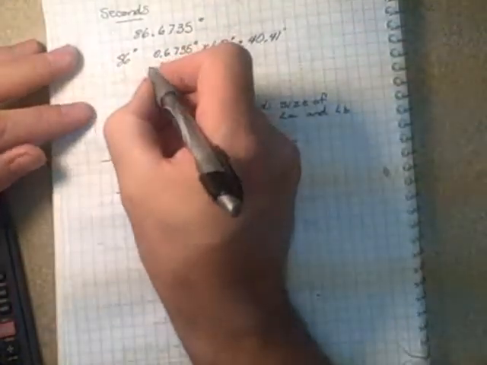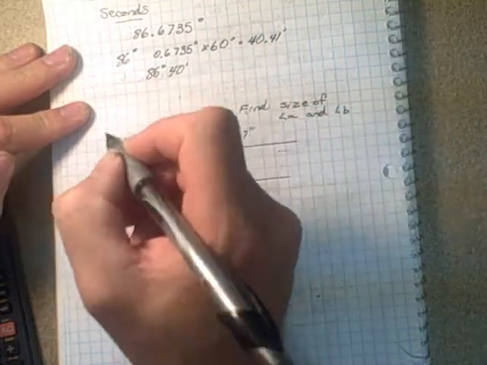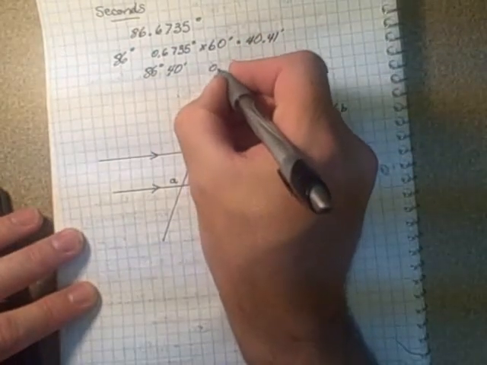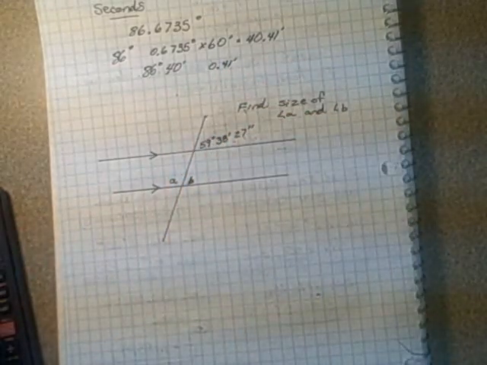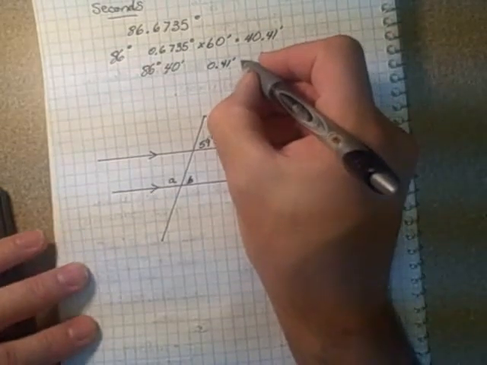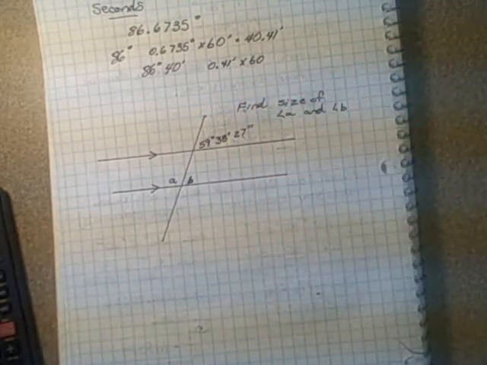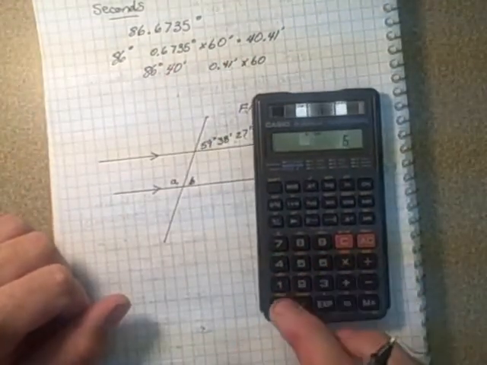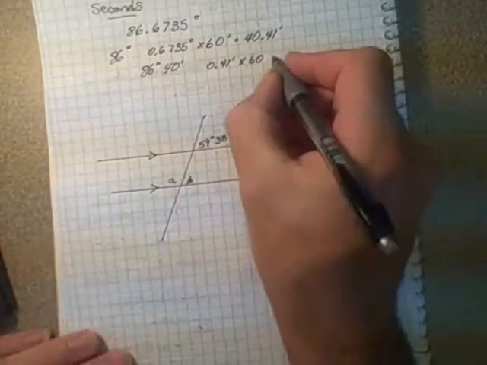Minutes. So now I know that I have 86 degrees, 40 minutes, and 0.41 minutes. Let's convert 0.41 minutes into seconds. Now you're dealing with minutes here, so you still multiply by 60 because there's 60 seconds in every minute. So multiply by 60 again, and that will give you seconds. On the calculator, 0.41 times 60, and you get 24.6.